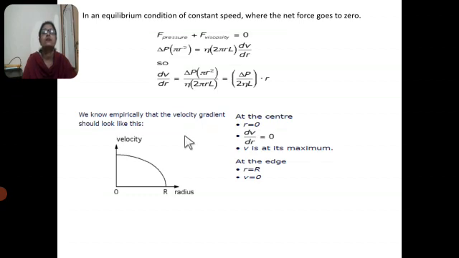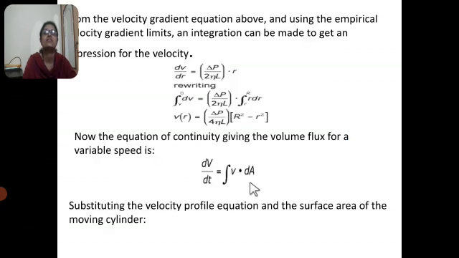So we know empirically that the velocity gradient will look like this. See here, as the radius increases, the velocity also increases, and at a certain point it decreases. At the center, r equals 0 and dV by dr equals 0, so V is at its maximum. At the edge, r equals R, the velocity is 0.